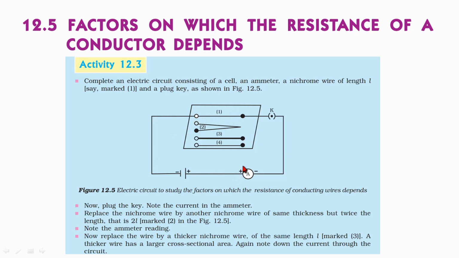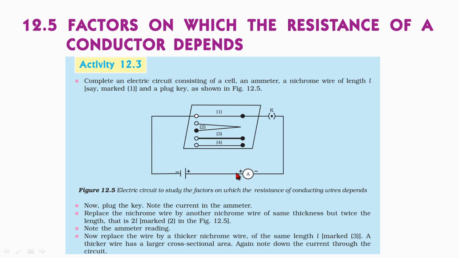Replace the nichrome wire by another nichrome wire of same thickness but twice the length. What he is saying is that in case number 2, thickness or the breadth of path is same but the length is doubled. Now electron have to move the double length, so the resistance offered is 2 times more. So the ammeter reading will be less. There will be less current flow because the cross section of wire is same but the length is doubled, so the resistance will be doubled and the meter reading will be X by 2.